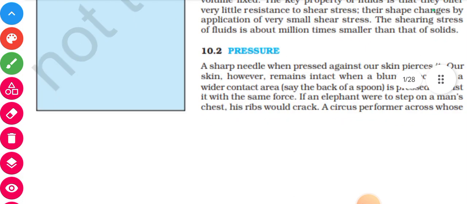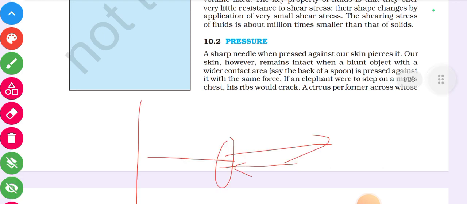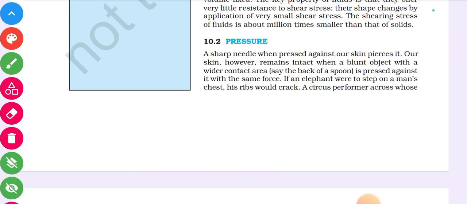The first thing we have to study in this chapter is pressure. You know pressure. This is force per unit area. There is an example given in this chapter: what happens if an elephant puts his foot on a person? Obviously the person will break his bones.